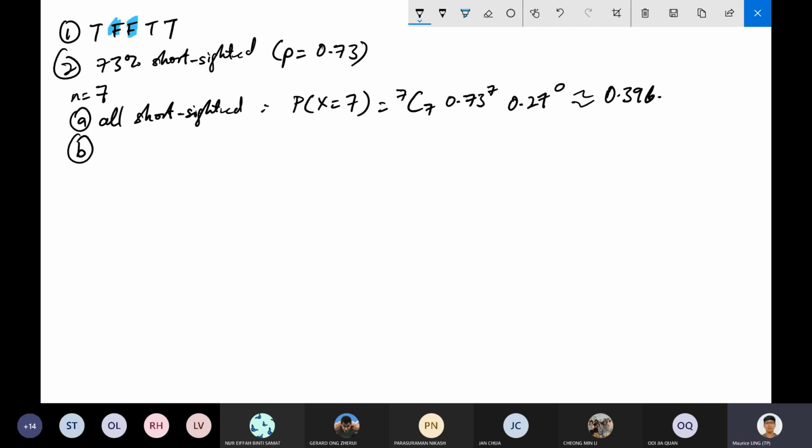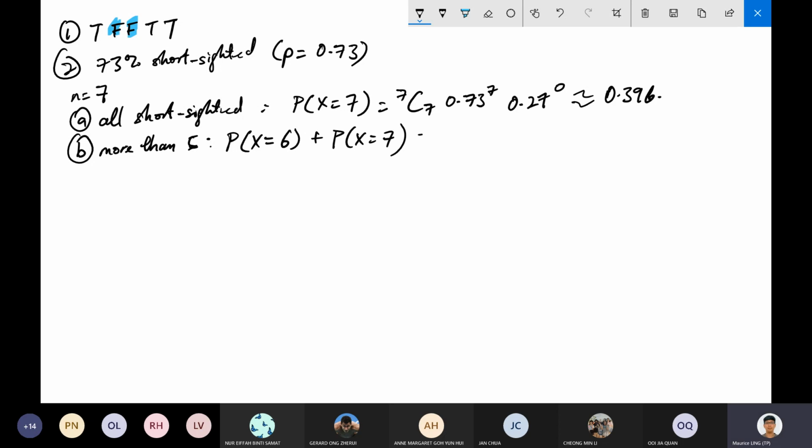Okay, question B. You want to find more than 5. Now, more than 5 short-sighted. Is 5 included? Hello, anybody? No. Okay, so then you find the probability of 6 plus the probability of 7.